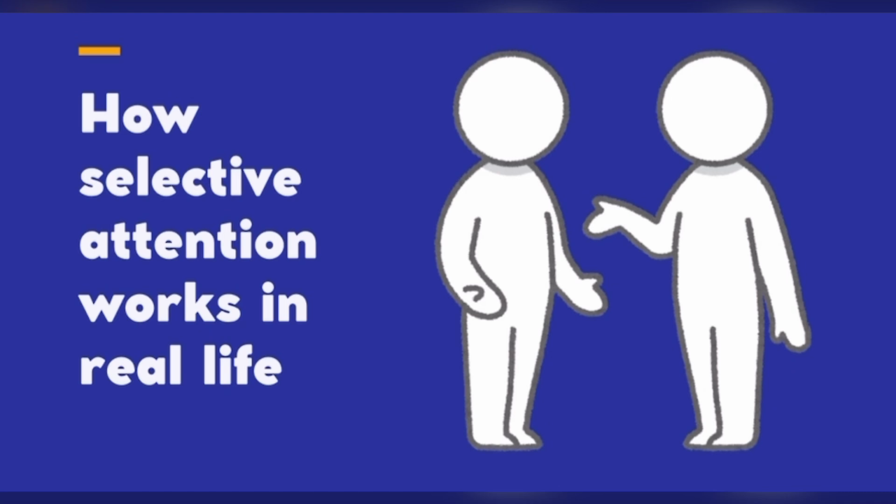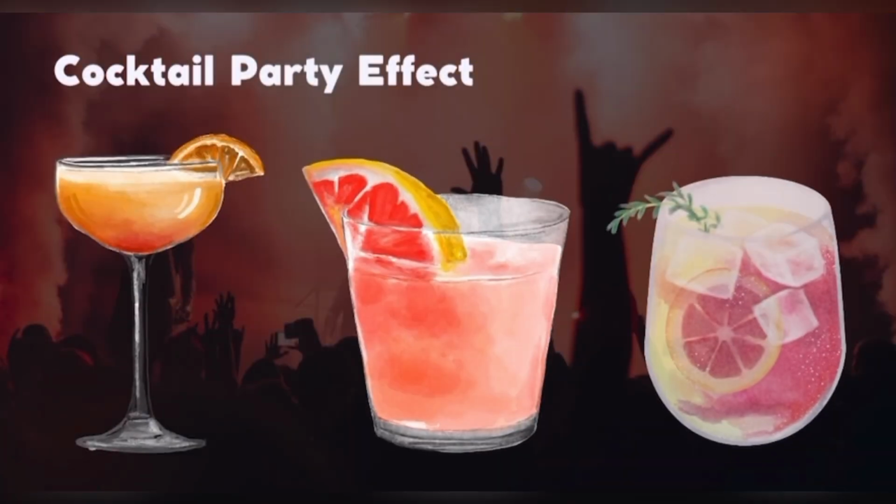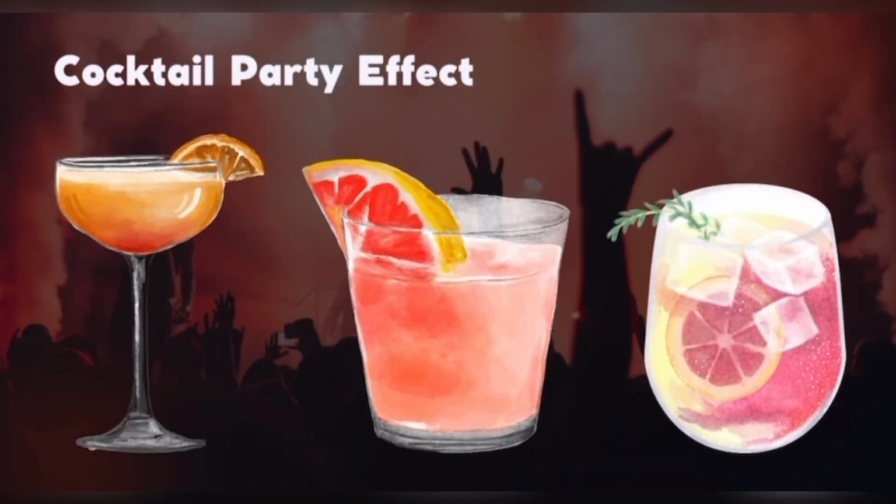So how does selective attention work in real life? One thing we'll talk about is the cocktail party effect. The cocktail party effect is a real-life example of selective attention. We can be at the loudest, craziest bar where people are screaming, music is blaring, and you can successfully have a conversation with a friend. And you cancel out anything and everything that is not important.